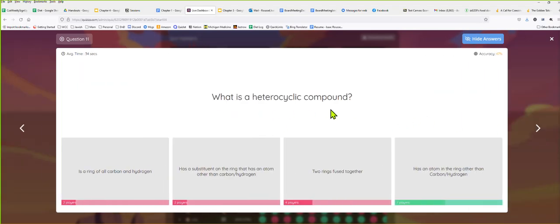What is a heterocyclic compound? It has an atom in the ring other than a carbon or a hydrogen. That's what a heterocyclic compound is. So if you've got an oxygen in the ring or a nitrogen in the ring itself, then that's what makes it heterocyclic.